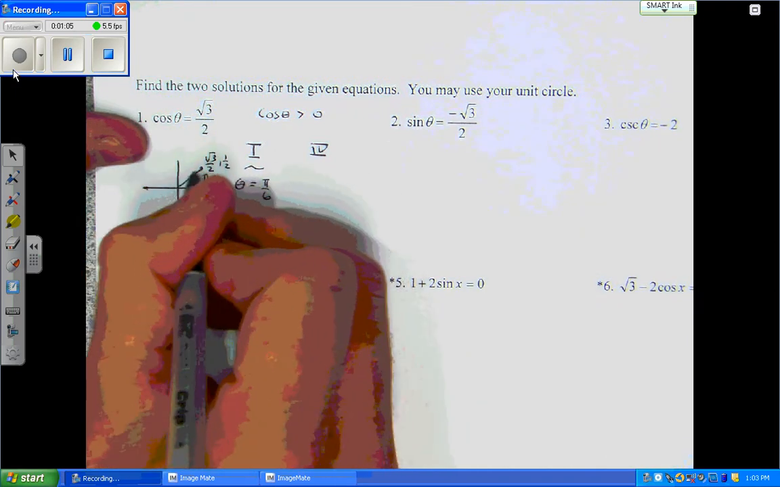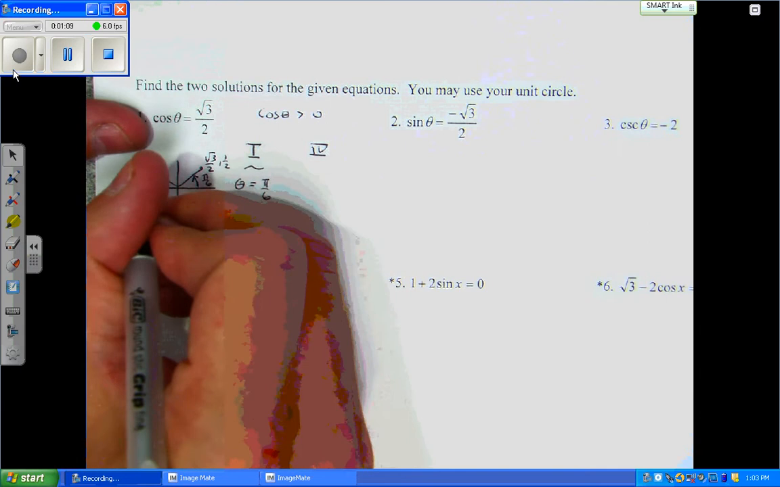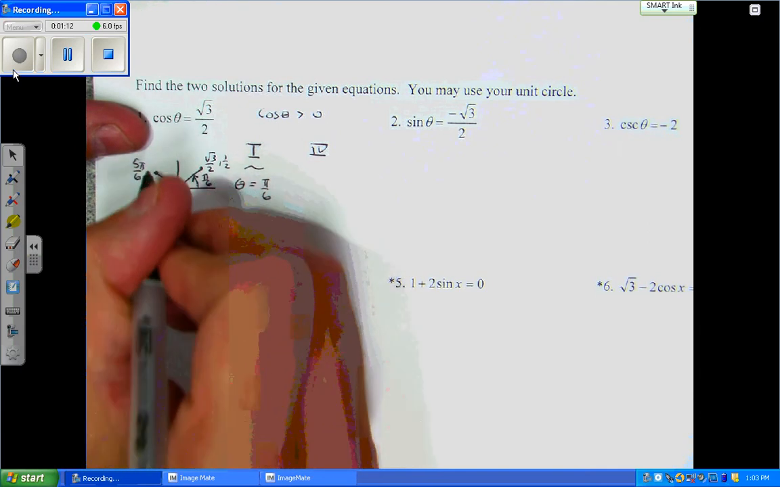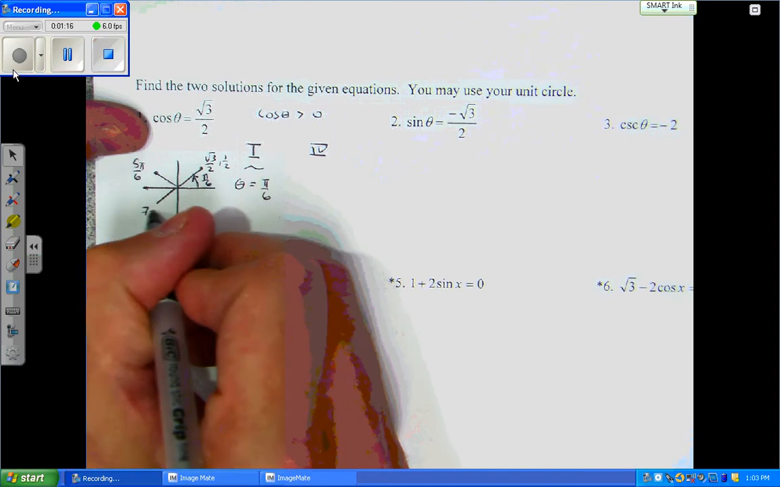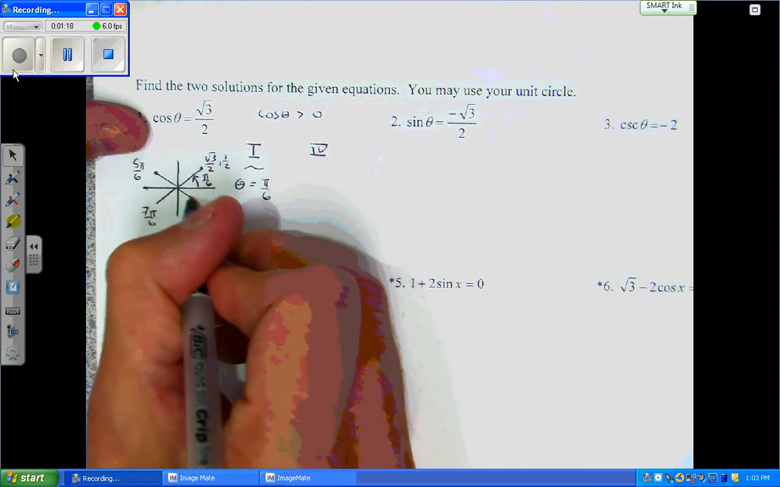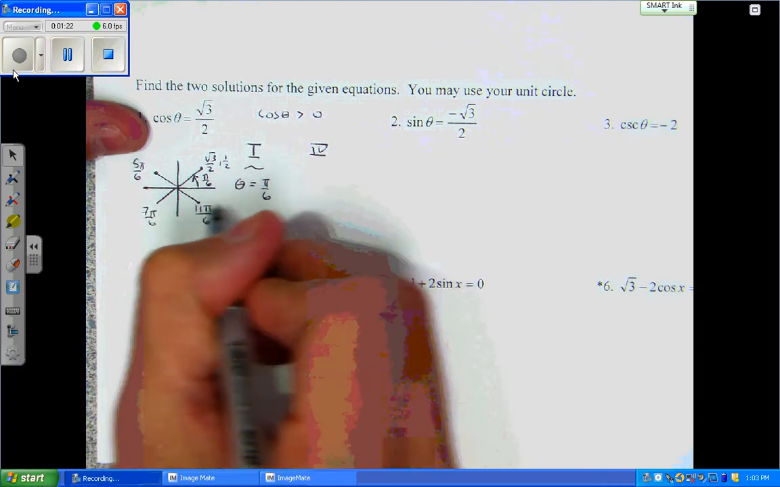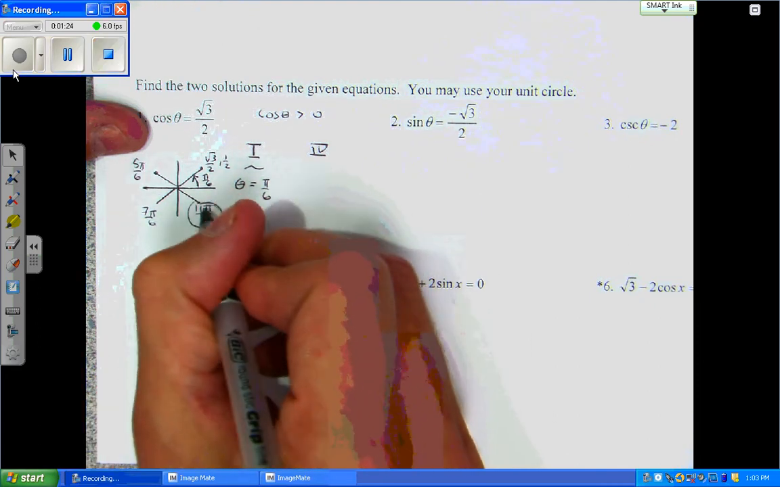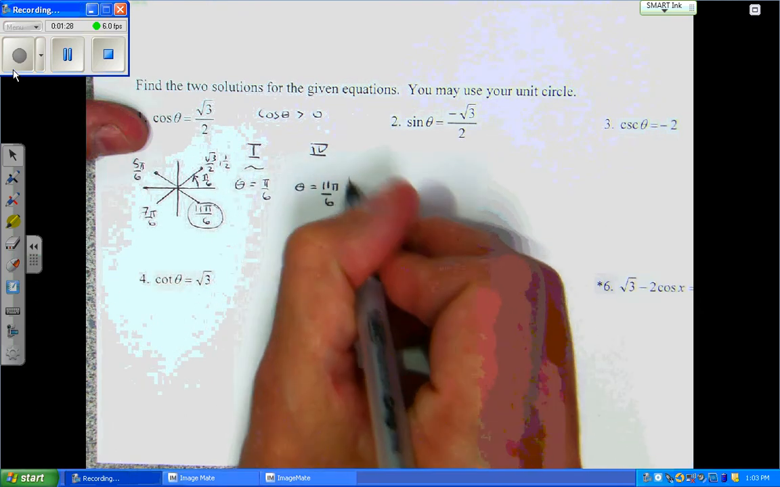If I go around the circle in the second quadrant, the pi over 6 becomes 5 pi over 6. In the third quadrant, it's 7 pi over 6. And in the fourth quadrant, we have 11 pi over 6. So that's going to give me my fourth quadrant angle as well, 11 pi over 6.